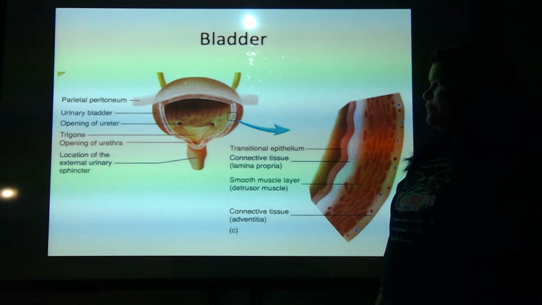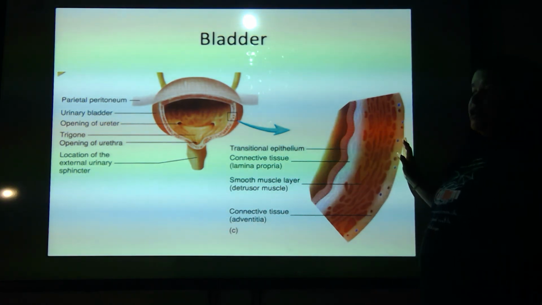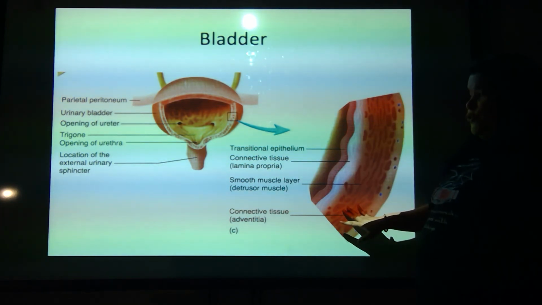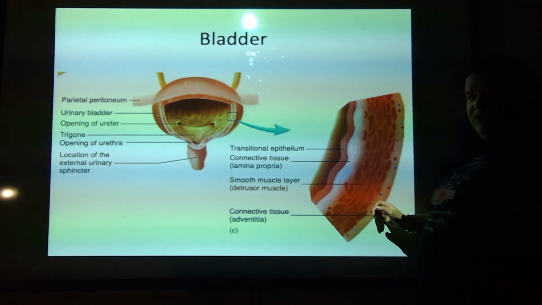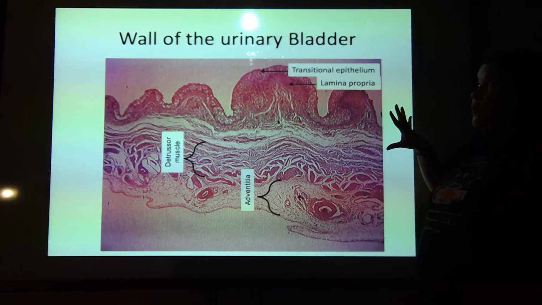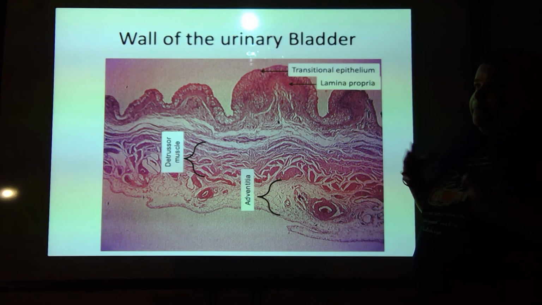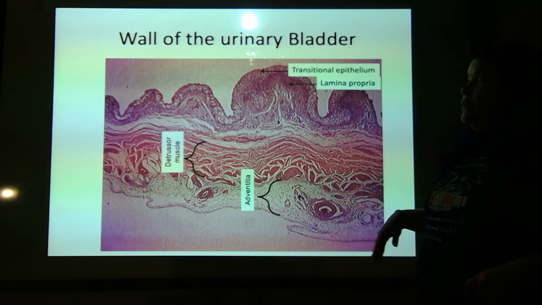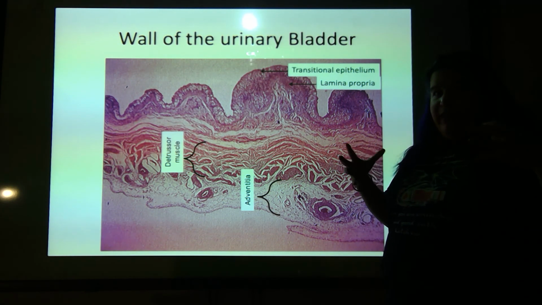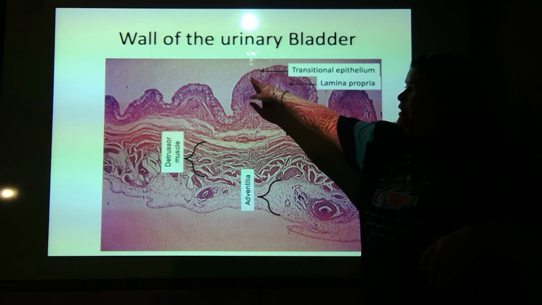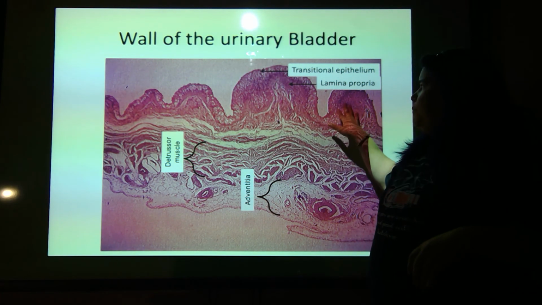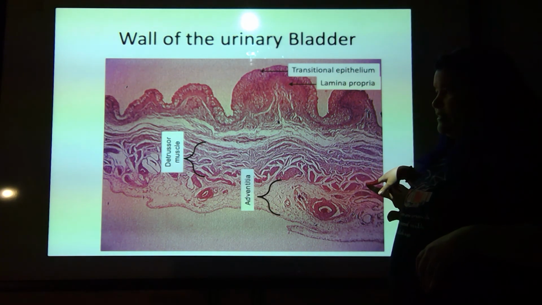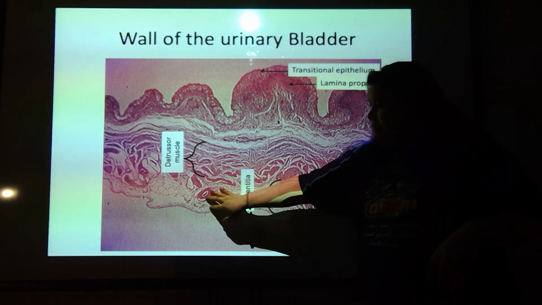Your bladder, again, looking at the layers, you've got transitional epithelium, connective tissue, the muscle, the detrusor muscle, and the adventitia, that outer layer. So this is a distended urinary bladder. In other words, it's full. When they made this slide, they made sure that it was stretched out. You've got the transitional epithelium. Here's all of that lamina propria. Here's the muscle. You can see the smooth muscle in here. So that's the detrusor muscle. And this is that connective tissue on the outside, the adventitia.